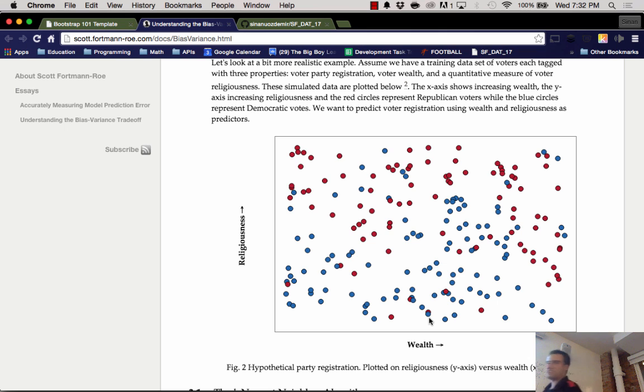The idea is the red dots are Republicans. The blue dots are Democrats. And the idea was, can we use wealth and religiousness to create a boundary between Democrats and Republicans? The idea being, when voting time comes around, which is now, and someone says, yes, I'm very rich and very devout, your mind will say, ding, ding, ding, you're probably Republican, and I want your vote. So you're going to talk to them about it. That's the idea, anyways.